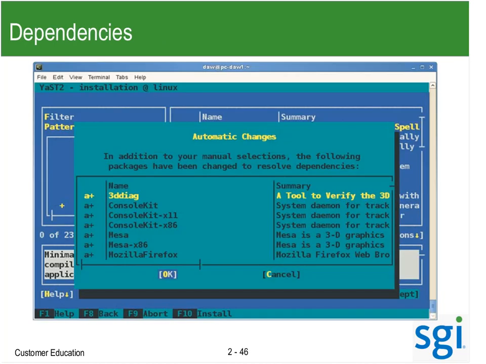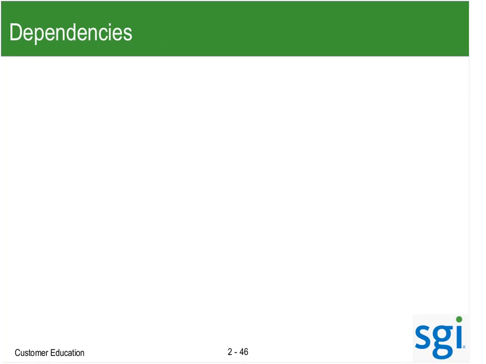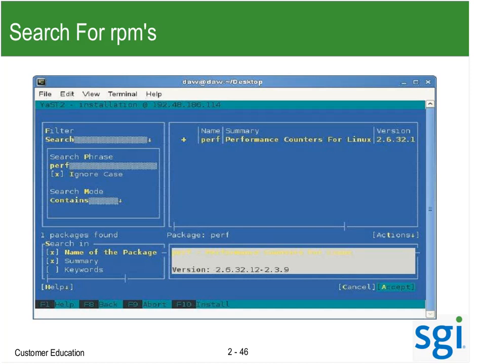Once I hit enter, it's going to tell me I've got all these dependencies. So I just hit OK. Then I'm also doing one more thing. I'm going back to filter, down arrow, up arrow to get to search, and I'm searching for a package called perf. Now perf is an important package for you to load. It will give me, for example, perf top will tell me what I'm doing when I have high system time.